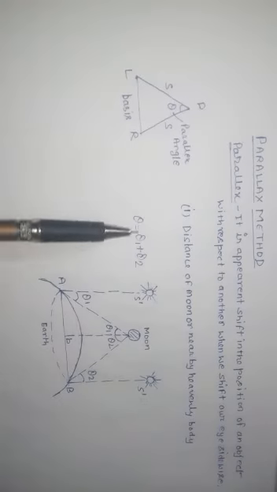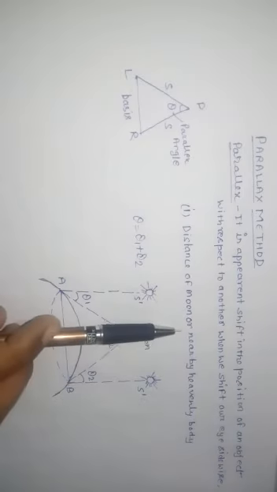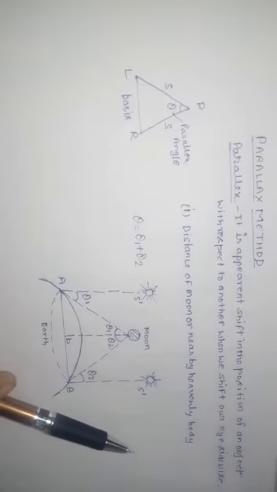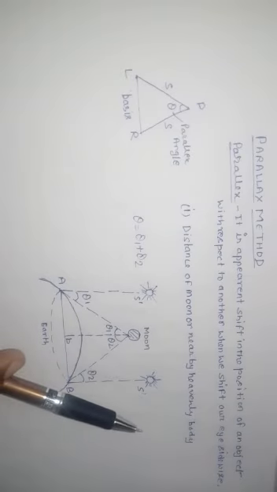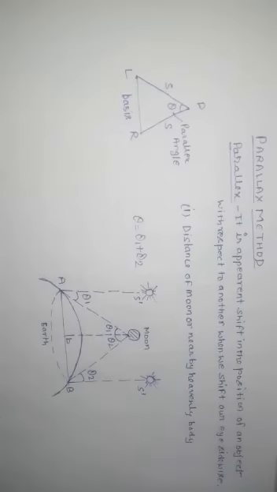Now the application of the parallax method is to calculate the distance of the moon or nearby heavenly bodies from earth. For this, to measure the distance of the moon, we observe it simultaneously from two different positions on the earth. As in the diagram you can see, these two points are taken as A and B, which are separated by a large distance.